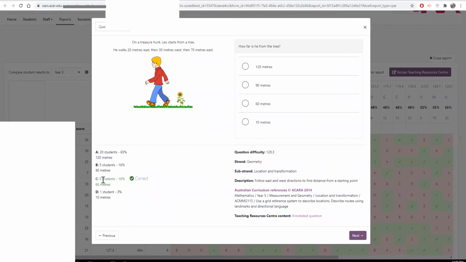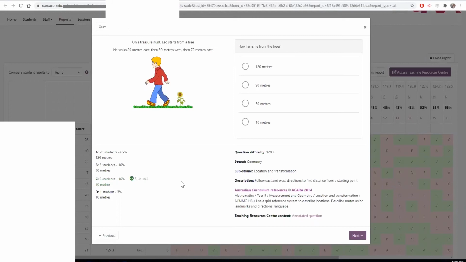And so I can see that only 5 students got it right. 20 students got it wrong, but put the same answer. Their answer was 120. Obviously, these students added up. They didn't actually answer the question, how far is he from the tree? They've answered the question, how far did he walk? All right, so that tells me that maybe they don't understand the East and West, but also they are not looking at what the question's asking and answering the question that's asked.